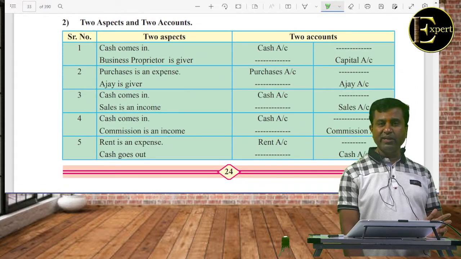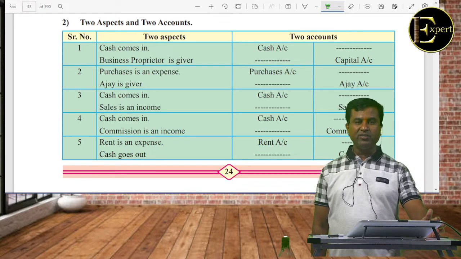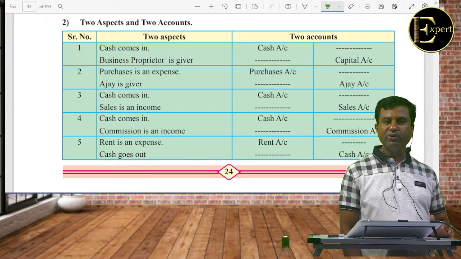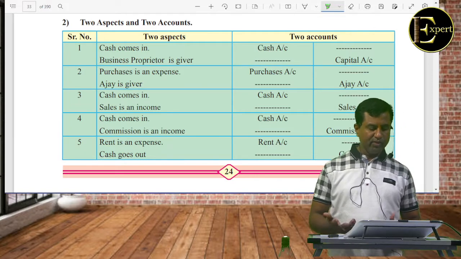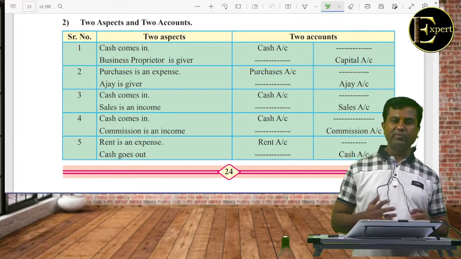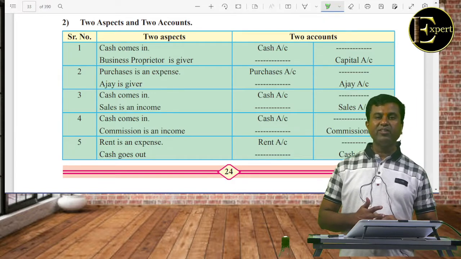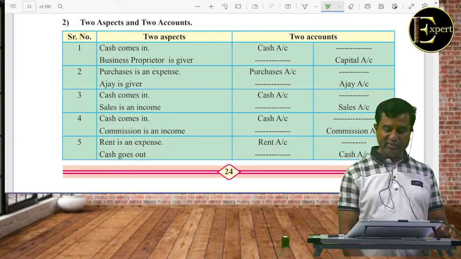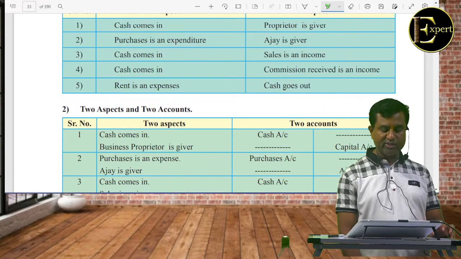Anything which is given as paid means it is paid in the form of cash. Aspect number 1, rent is an expenditure, and aspect number 2, cash goes out. So here rent account debit hoga, debit all expenses and losses of the business. Cash account, cash goes out, so debit what comes in, credit what goes out, इसलिए rent को debit करना है और cash को credit करना है.